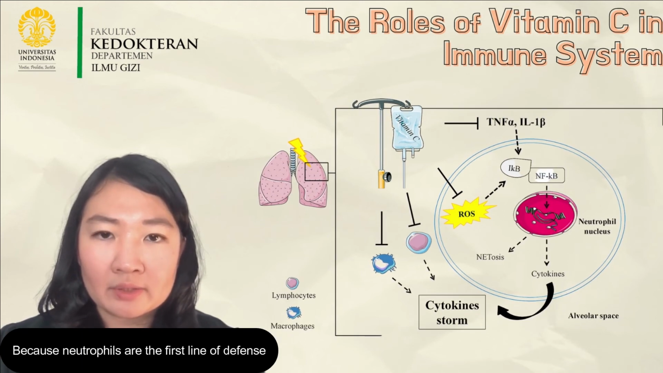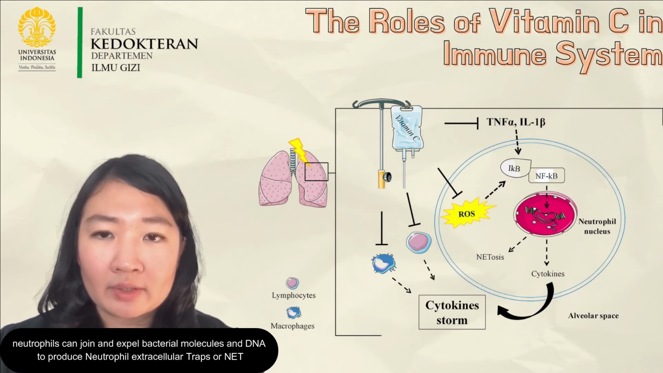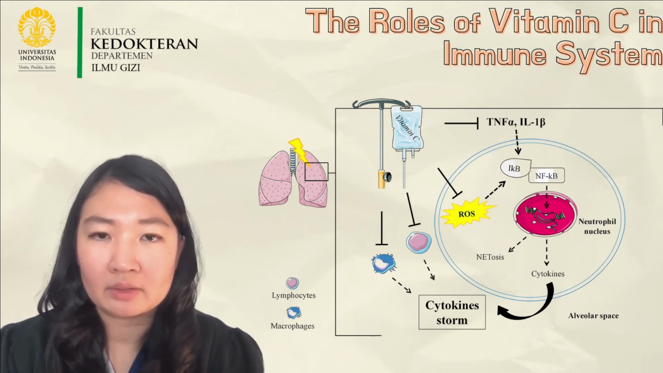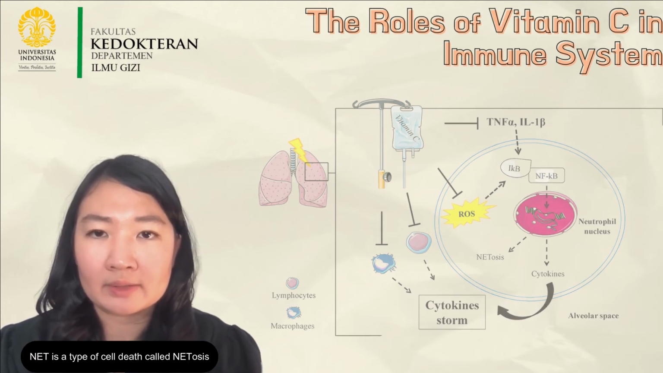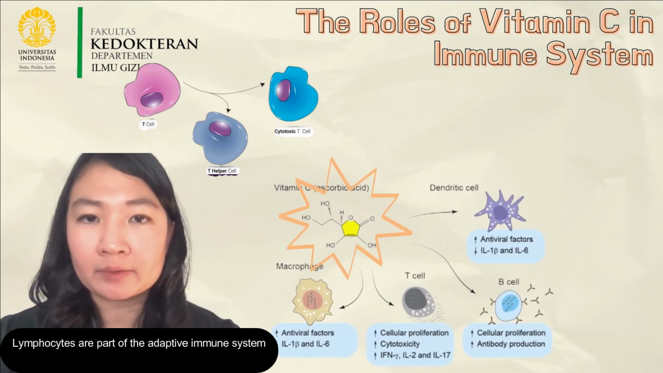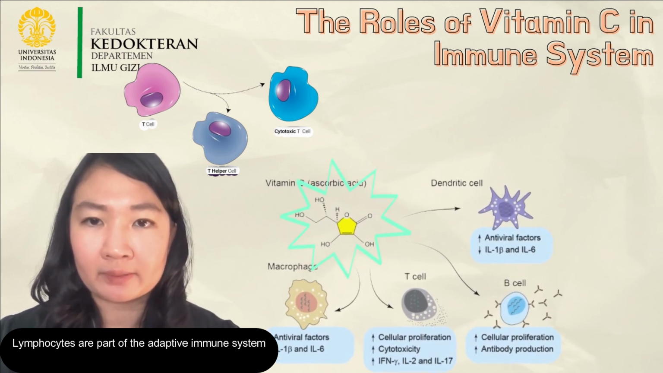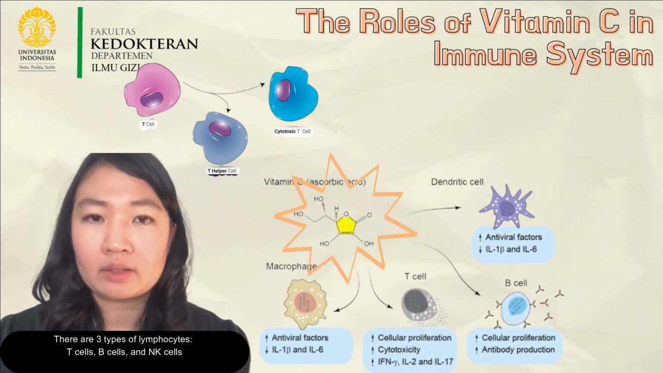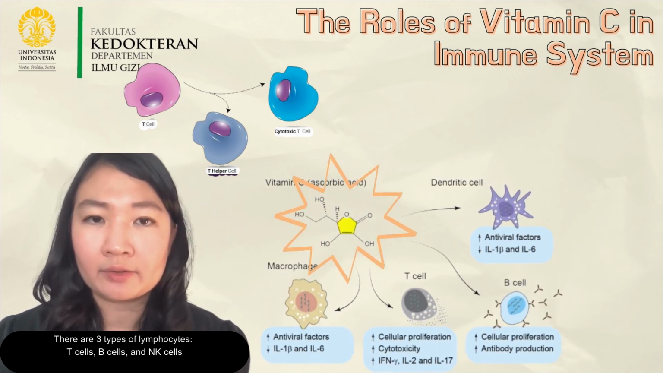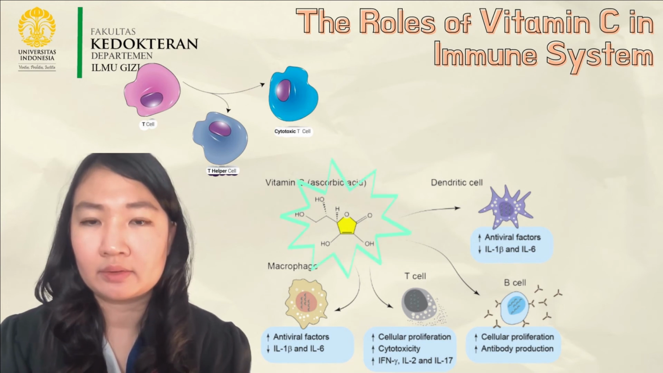Because neutrophils are the first line of defense, neutrophils can join and expel bacterial molecules and DNA to produce neutrophil extracellular traps, or NET. NET is a type of cell death called netosis. Lymphocytes are part of the adaptive immune system. There are three types of lymphocytes: T cell, B cell, and natural killer cells.